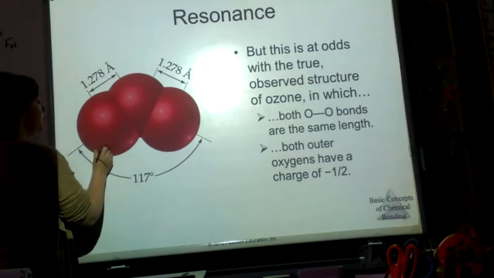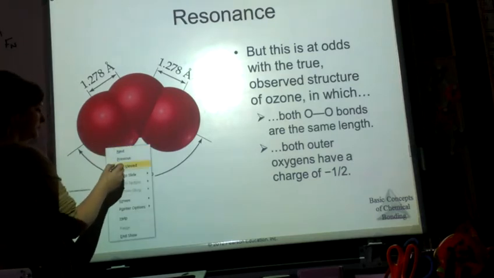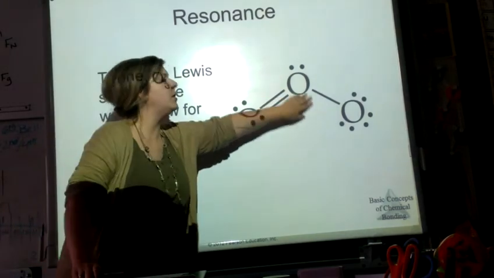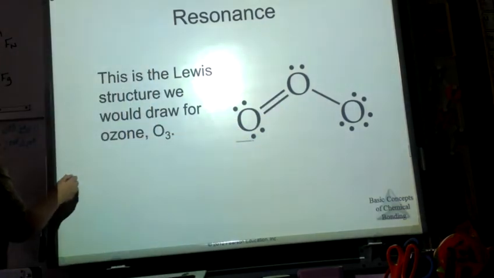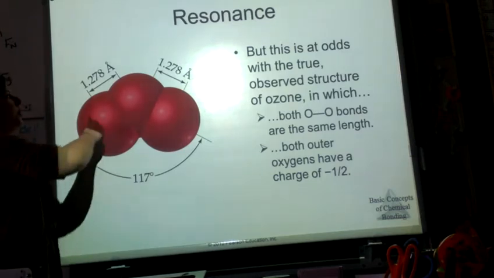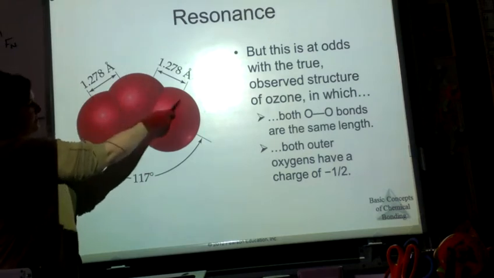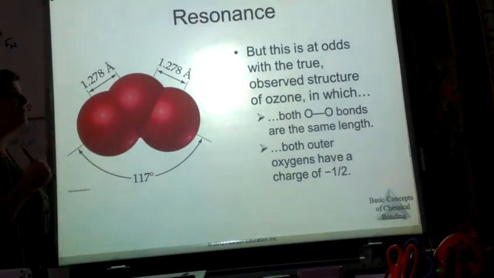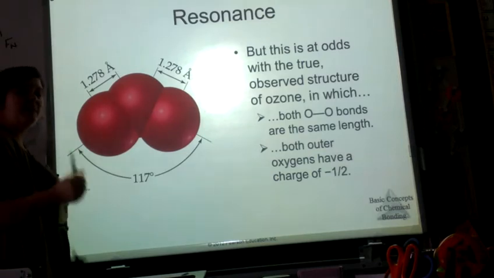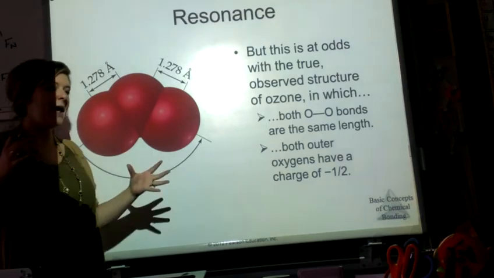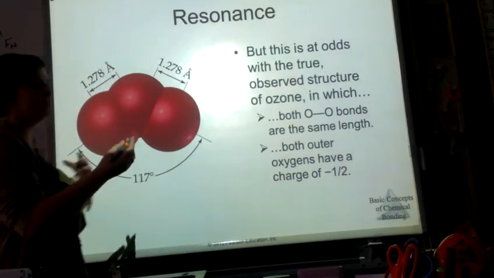Even though we draw a structure for ozone that looks like this, what we actually find in nature for ozone, it's so cool. When we have measured ozone, we have found that the bond lengths on either side of the oxygen molecules are actually the same. They're the same length. And that is because in real life, we don't have one Lewis structure versus another.